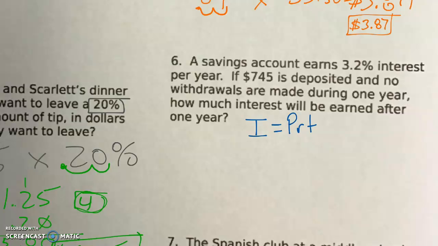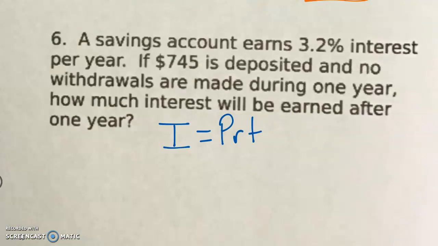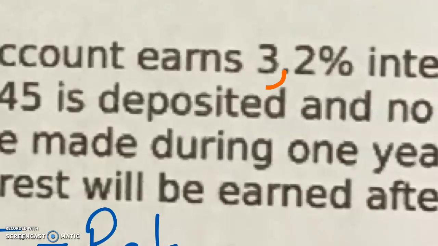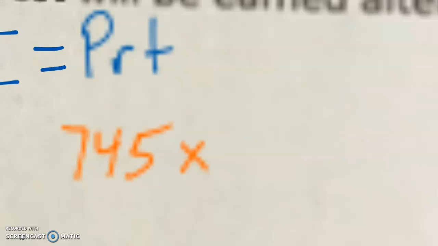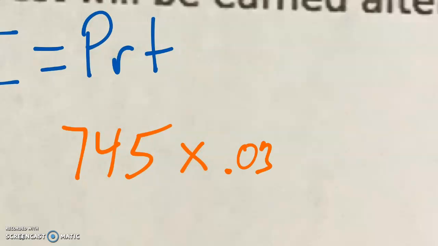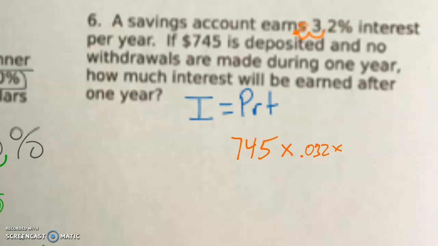So the principal, I equals PRT, interest equals principal times rate times time. It's asking for us to find the interest. The principal, remember, that just means the original amount. So $745 was the original amount. We're going to multiply that times the rate. The rate is 3.2%. Remember, we have to make that a decimal: once, twice. So it is 0.032. And then multiply that by the time.